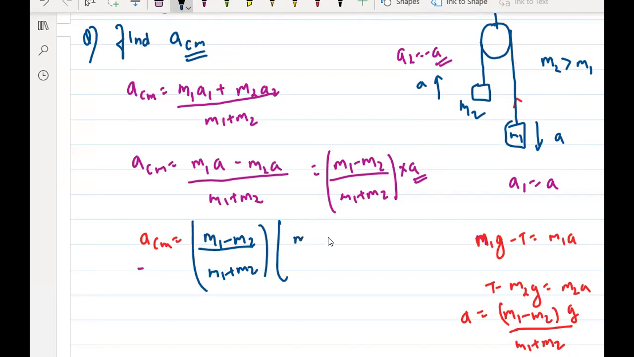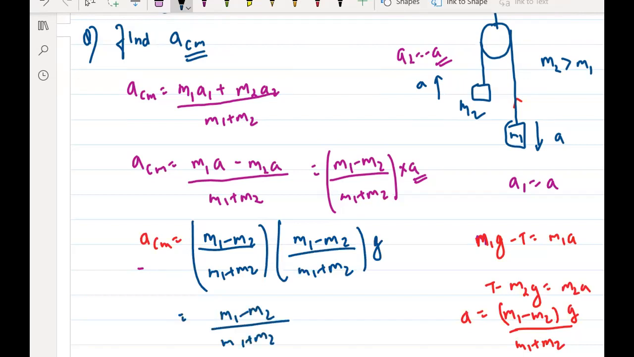which is this value, M1 minus M2 by M1 plus M2 into G. Anyone have any doubt in this? Tell me. Raise your hand. Yes, Nick, you're correct. है ना? So this is what? M1 minus M2 by M1 plus M2 the whole square into G. This is the formula of ACM.